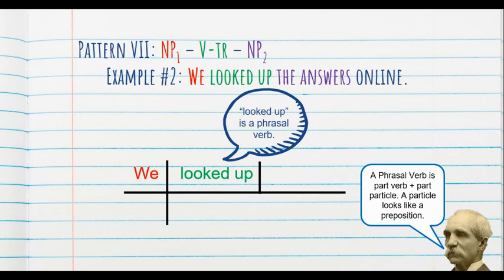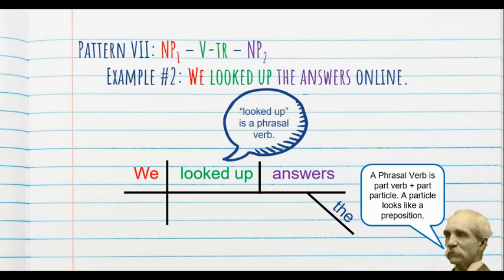Once again, remember we talked about phrasal verbs. This is an idiom. So what we've done is we've actually created a particle with that verb and created a phrasal verb. And then we have our direct object. We looked up or we researched what? Answers is our direct object.